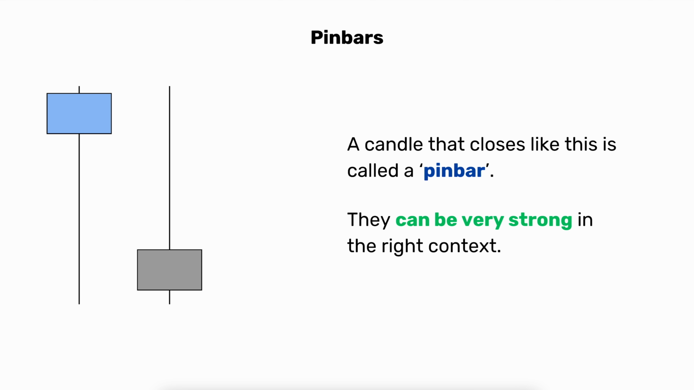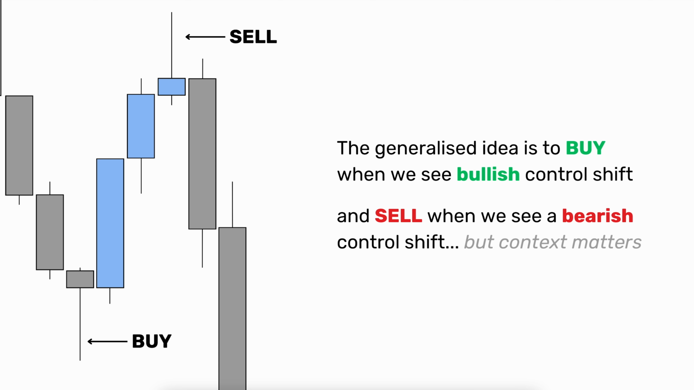The most important part about each of these candlesticks, including pin bars, as well as the engulfing that we showed you before, is that rather than looking at it as just a pattern, you want to consider what the market is actually telling you with that battle between buyers and sellers. This is where the valuable information can be found. So with pin bars or control shift candles, the generalized idea is to buy when we see bullish control shift and sell when we see a bearish control shift. Context matters, and it will be covered very soon.